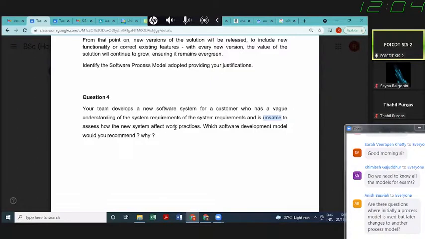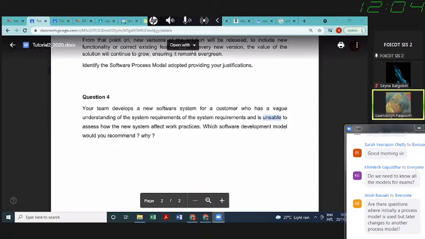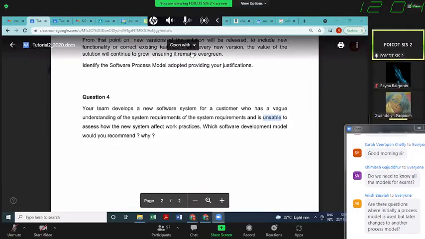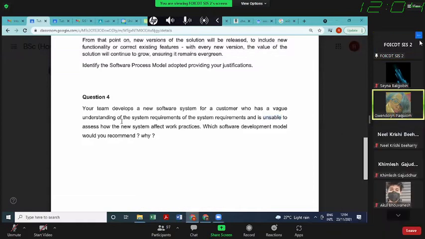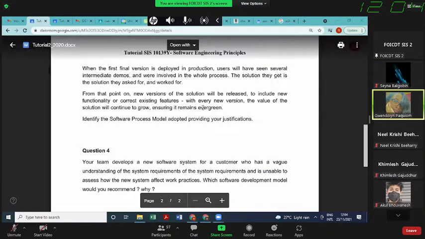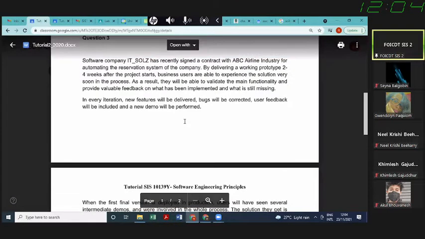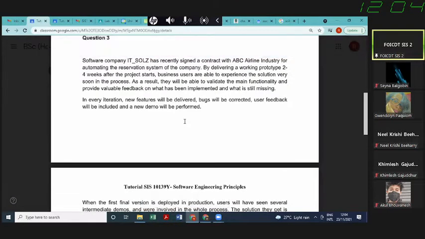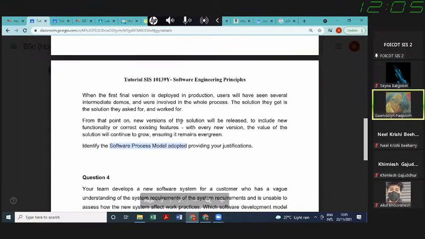Any question you have for this tutorial? Sir? Yes. For question number 3, can't we use extreme programming? Because it says in the last paragraph, correct existing features. In extreme programming, there's refactoring.